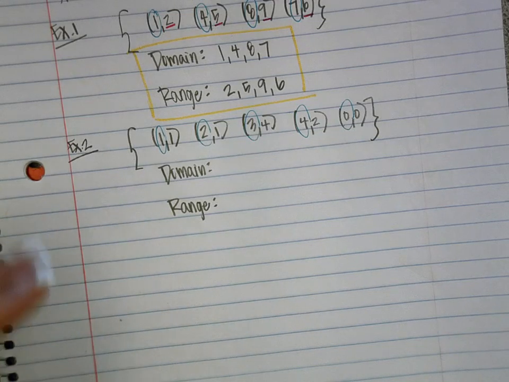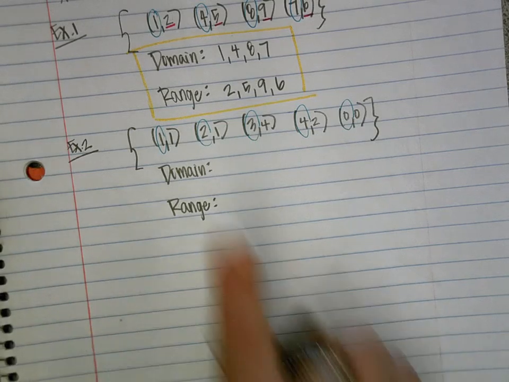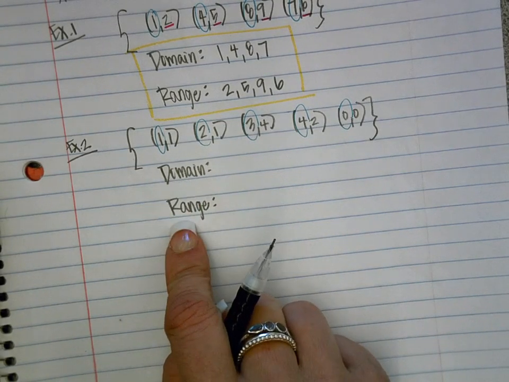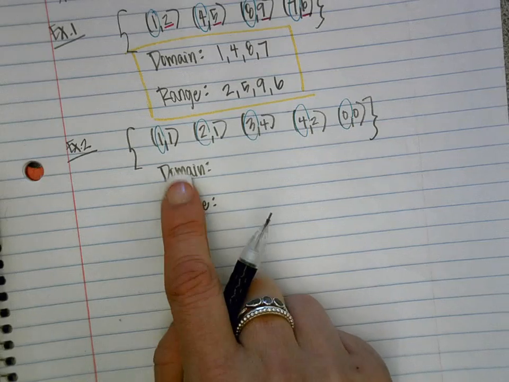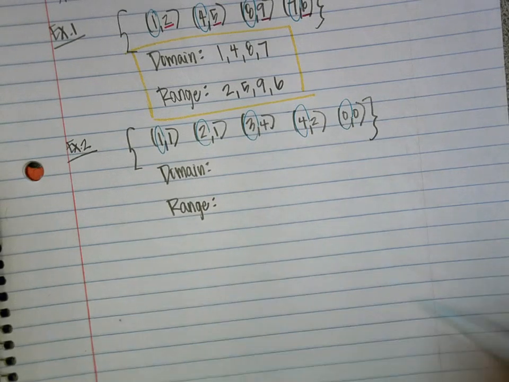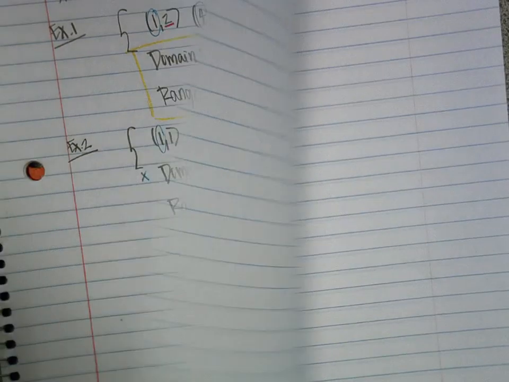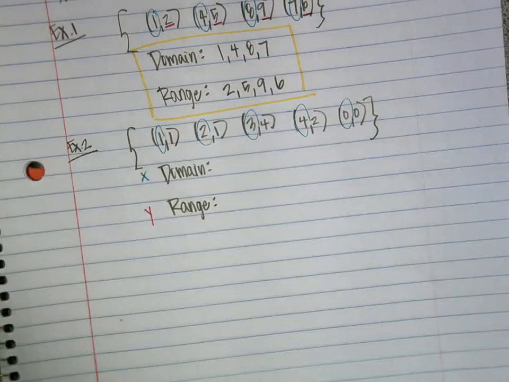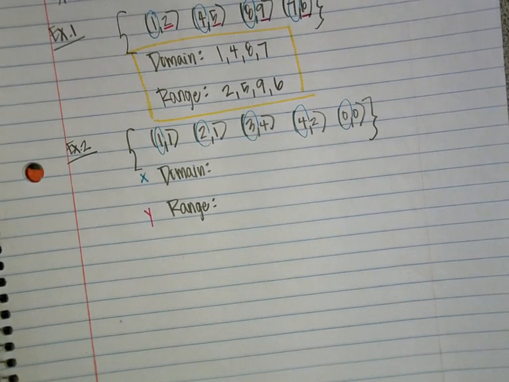Now, if it's difficult for you to remember which one is domain and which one is range, the way I remember this is alphabetical order, okay? So domain comes before range, D comes before R in the alphabet, just like X comes before Y, okay? Domain is the X's, range is the Y's, okay? Just like alphabetical order. If that helps you, that's the way I remember the difference.